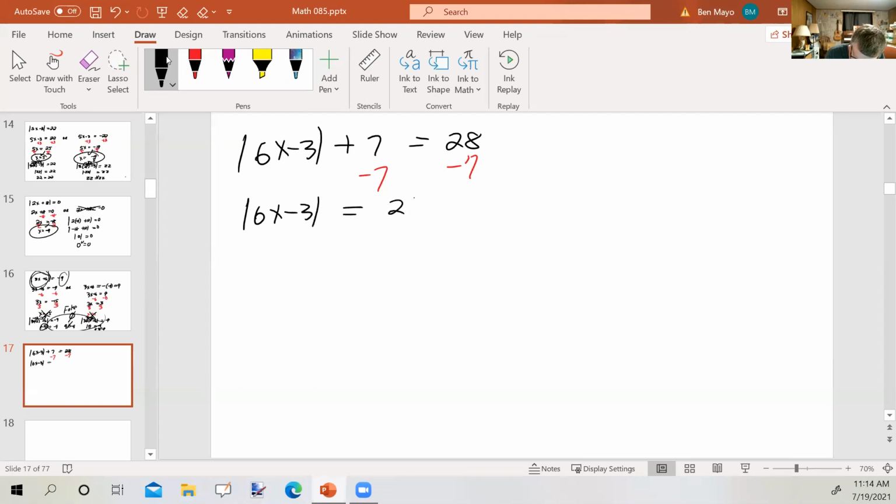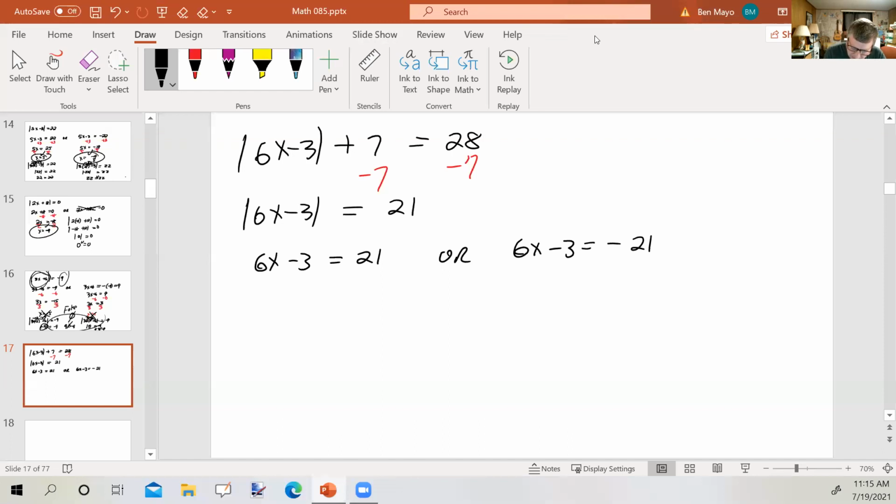So now I have an absolute value all by itself equal to a positive number. So that should produce two possible equations: 6x minus 3 equals 21, or 6x minus 3 equals the opposite of 21, or negative 21. But again, I isolated the absolute value term before I did anything else.